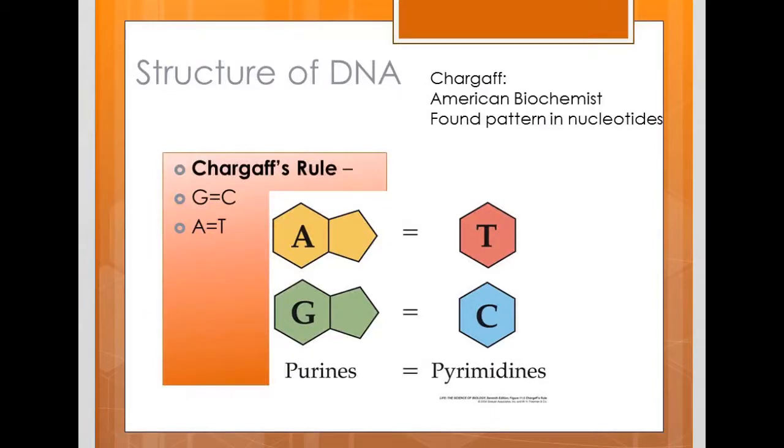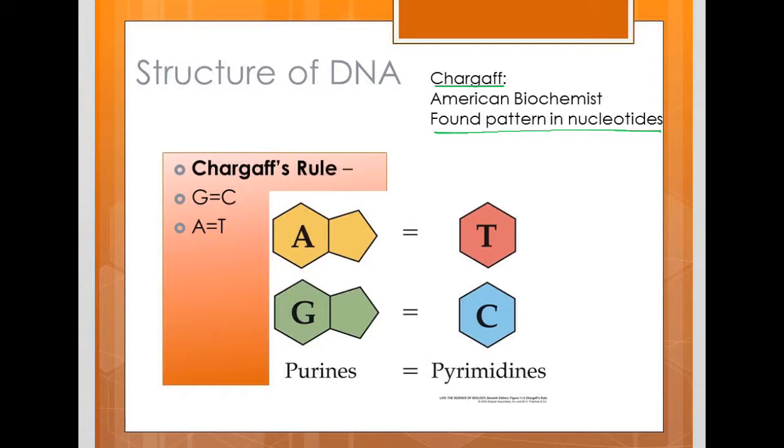In our last video, we talked about what DNA is and what nucleotides are. Continuing our understanding of the structure of DNA, we come across this American biochemist whose last name was Chargaff. He ultimately found a pattern in nucleotides. He found that the amount of A, T, G, and C in a given species' genome was different from all different species.